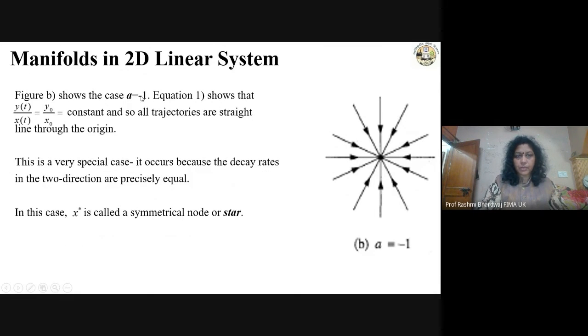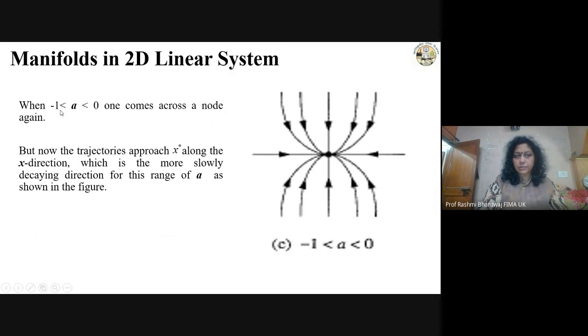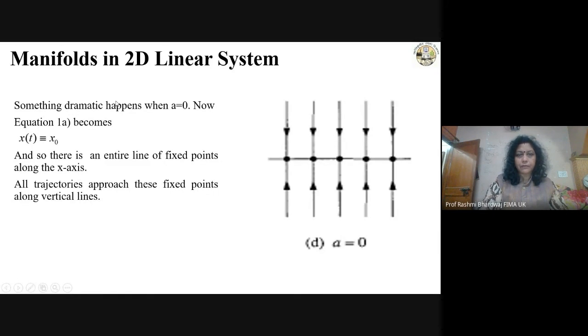If you have a equal to -1, you have this, but it is a stable node or a star, you can say. If a is between -1 and 0, again it is stable because all are moving towards that. But in this case, you are showing that it is a node, but decays after some time. These all are moving towards this point. But if a equal to 0, you are getting this line of points, and these are all only vertical lines. So again, it is a fixed point.